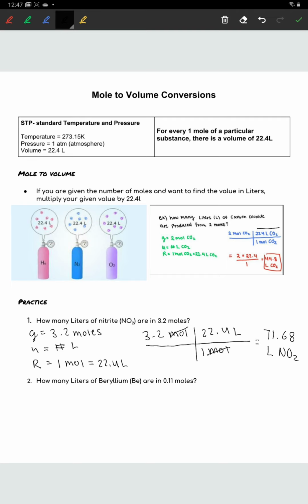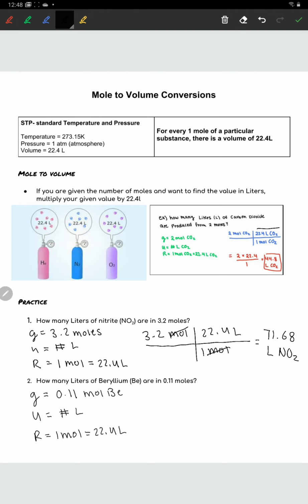All right, so you should have paused the video to try a little bit on your own, and I'm just going to go through the answer. So our given in this case is that we have 0.11 moles of beryllium, and that's moles of Be. Our unknown is that we're trying to find the number of liters. And our relationship is that for every 1 mole, we'll have 22.4 liters.